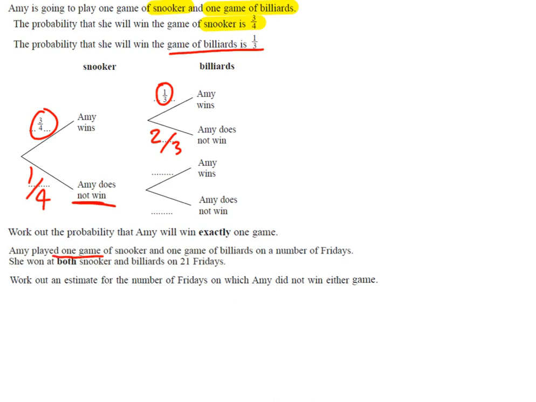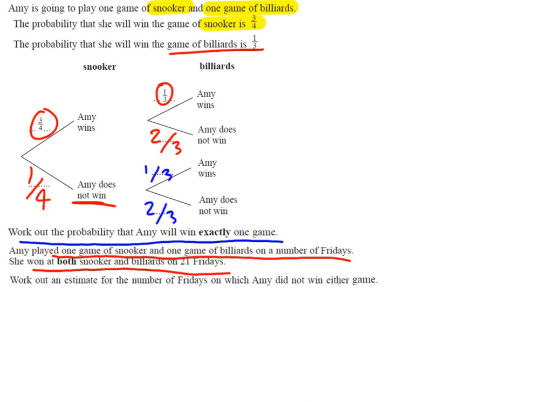Amy played 1 game of snooker and 1 game of billiards on a number of Fridays. She won both snooker and billiards on 21 Fridays. Sorry, I've jumped a question. Work out the probability that Amy will win exactly 1 game. So we do have to assume that the probabilities are the same. To win 1 game, it's either win, not win, or not win, win.